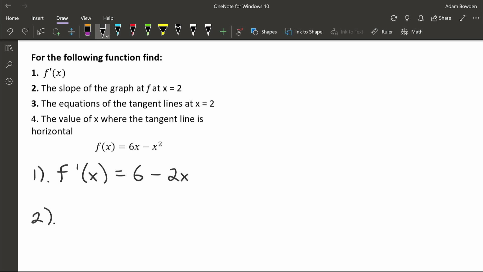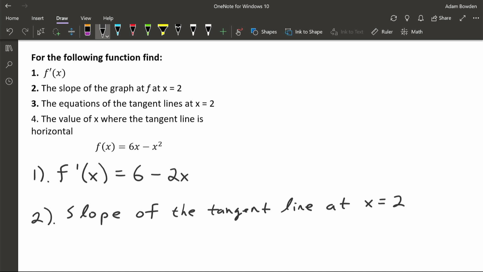Now, the second one says the slope of the graph. Well, the slope of the graph is basically what they mean, the slope of the tangent line to the graph. Specifically, the slope of the tangent line at x equals 2. And you can always make the connection that the derivative equals slope. So if you calculate the derivative with your number, you get the slope of the tangent line.